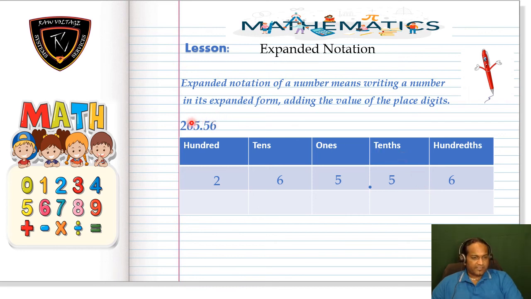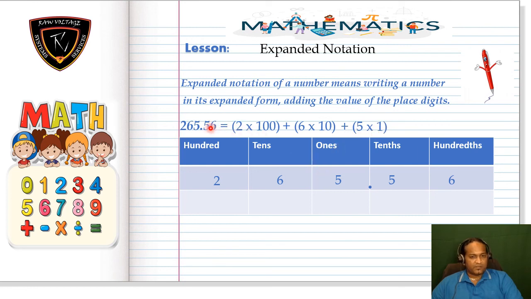Right, so if you write the expanded notation of this number now, we have the place values right here. So we can start with the 2. The 2 is in the hundreds place, so it's 2 multiplied by 100, and we add, so it's plus. 6 is in the tens place, so it's 6 multiplied by 10. Next number is the 5. The 5 is in the ones place, so we add 5 multiplied by 1.